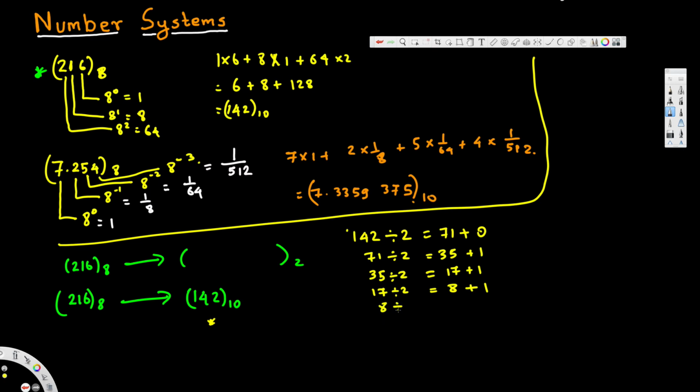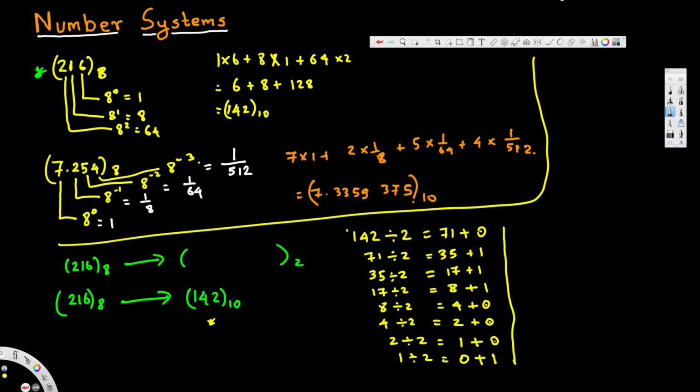And 8 divided by 2 gives us 4, and the remainder is 0. And 4 divided by 2 gives us 2, and the remainder is 0. And 2 divided by 2 gives us 1, and the remainder is 0. And 1 divided by 2 is 0, and the remainder is 1. And we have to go from bottom to top, and that's our binary value.